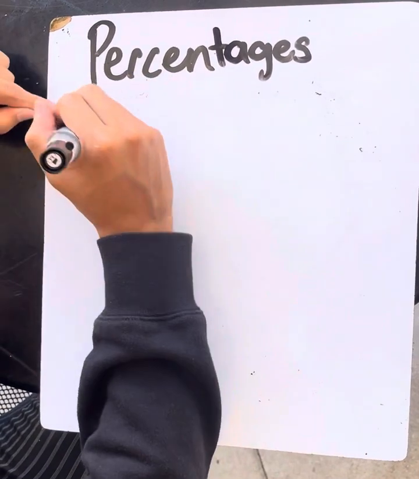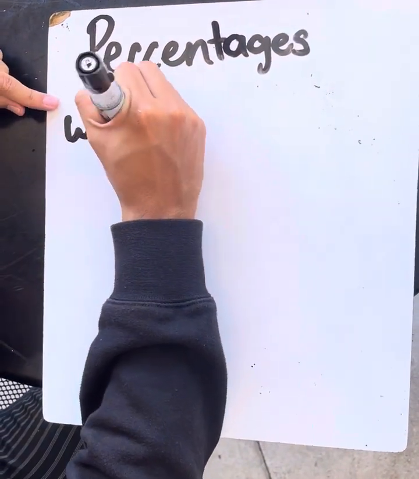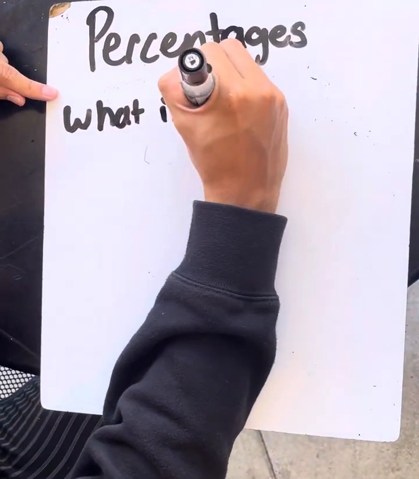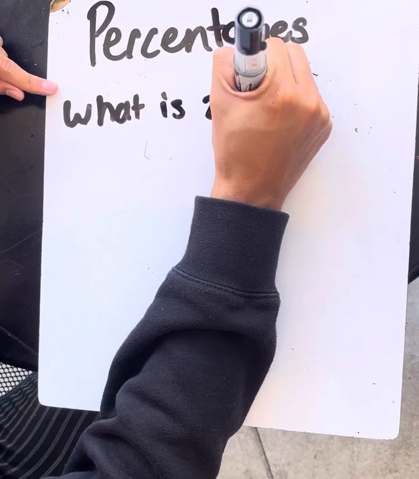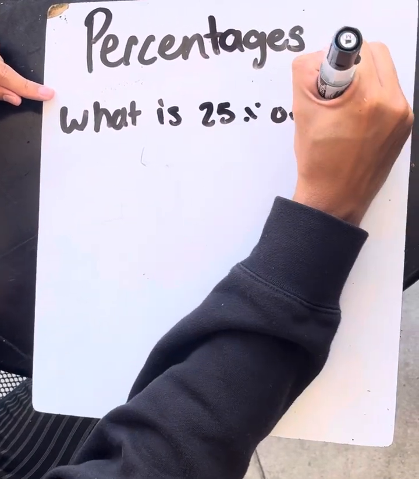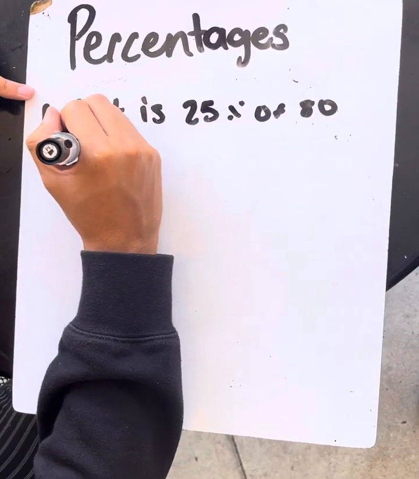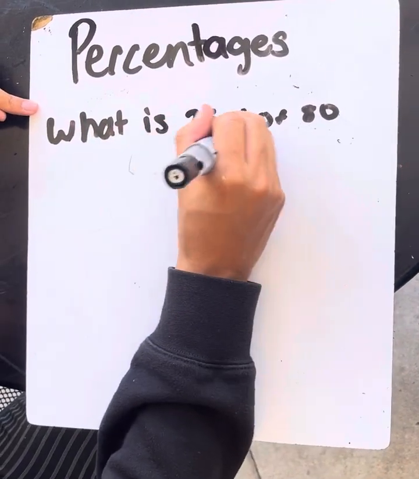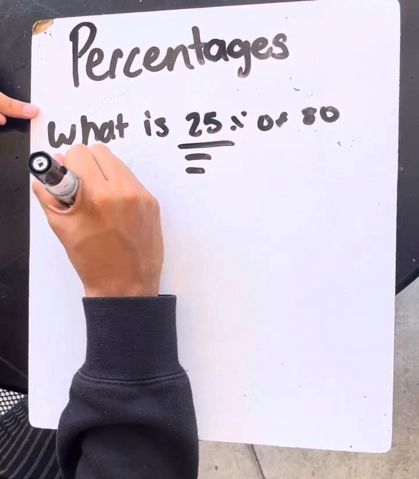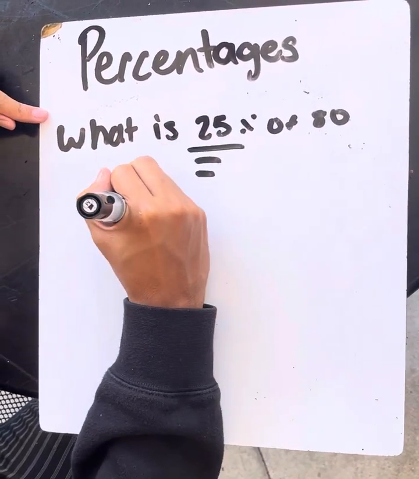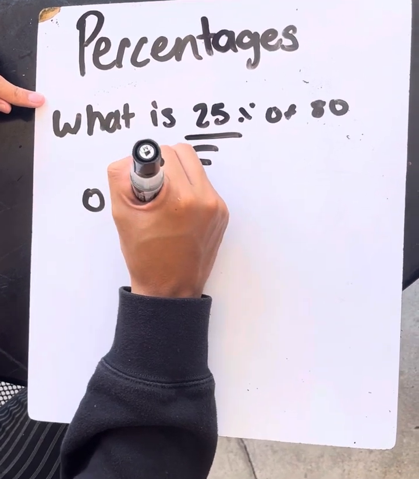So the first example, what is 25% of 80? Step number 1 is to change the percentage to a decimal. In this case, we will change 25% to 0.25.